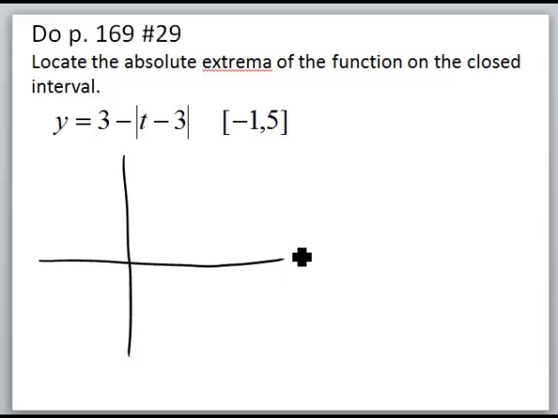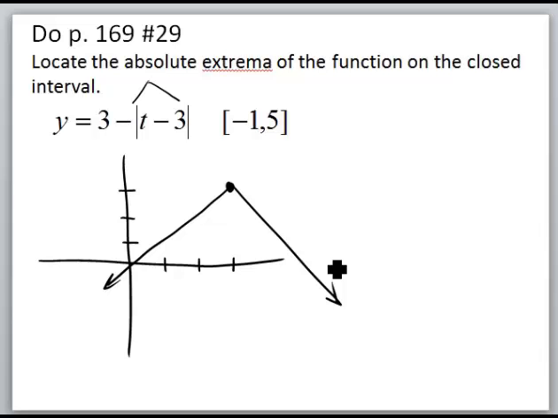I know that this value is telling me to move the graph up 3. And this minus in front of here is telling me that the V is upside down. And this one is telling me to move it 3 to the right. Using those rules from algebra, I can now determine that I have a graph that looks something like this.